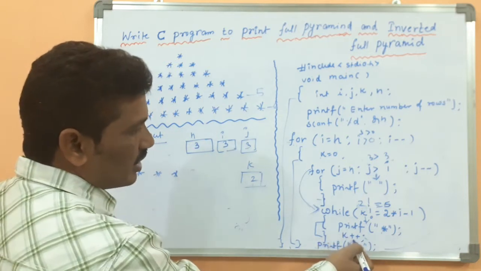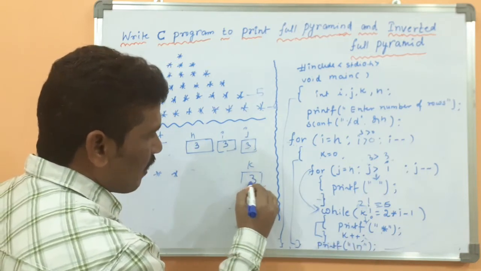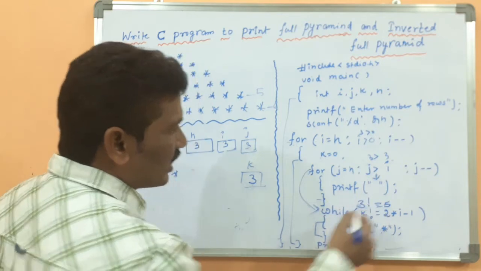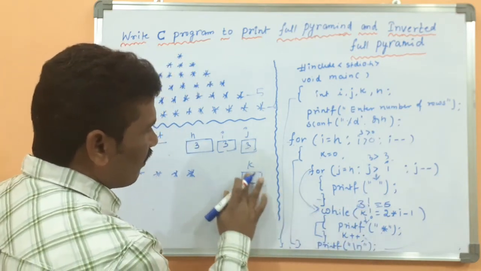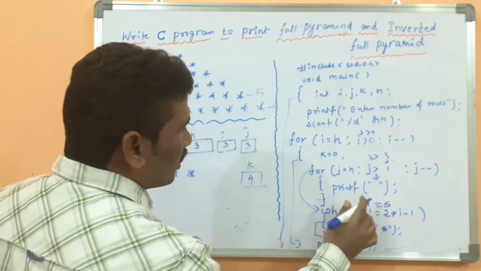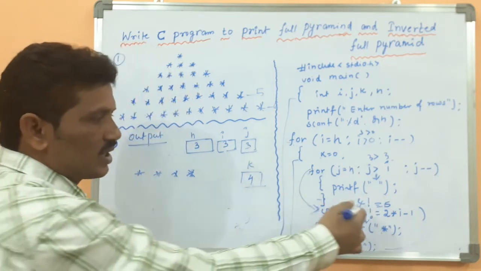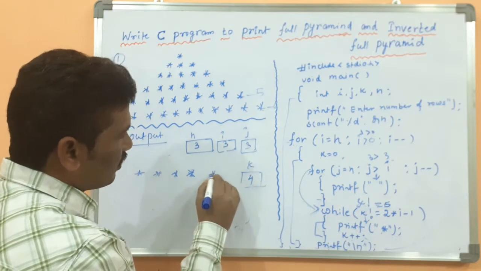Then k value is incremented by 1. K value becomes 3. Then 3 not equal to 5, the condition is true. Another star should be displayed over here. Then k value is incremented by 1. K value becomes 4. 4 not equal to 5, the condition is true. Then another star should be displayed.